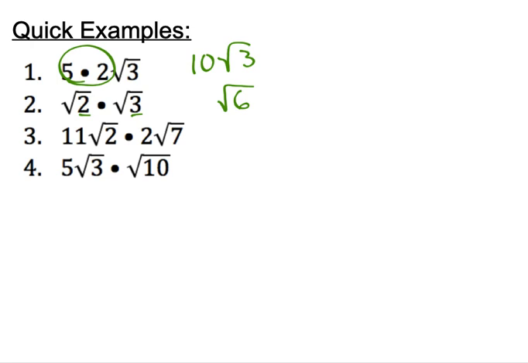Here where you've got both, the 11 and the 2 on the outside, 11 times 2 is 22, and the 2 and the 7 on the inside, 2 times 7 is 14. You get 22 square roots of 14. And 5 square roots of 3 times the square root of 10. The 5 on the outside has nothing else to multiply by. Well, technically a 1. And on the inside, 3 times 10 is 30. You get 5 square roots of 30.